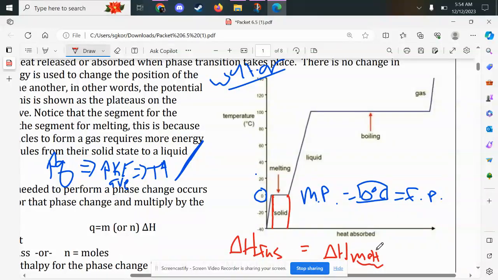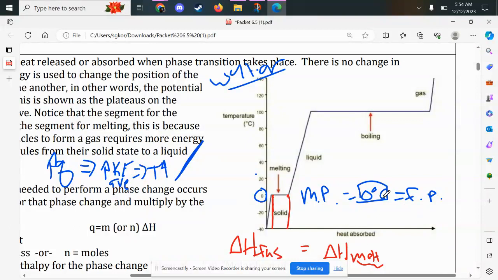Now, there's something wrong here. One of these should have a negative sign. Because in one case, we are breaking attractions, which takes energy. And in the other one, we're forming attractions, which releases energy. So in fusion, our solid is forming, so that releases energy. So this one should be negative. But they mean the same thing. So if it's a negative value, it is releasing energy, so it is fusion. If it's a positive value, it's taking in energy, so it's melting.